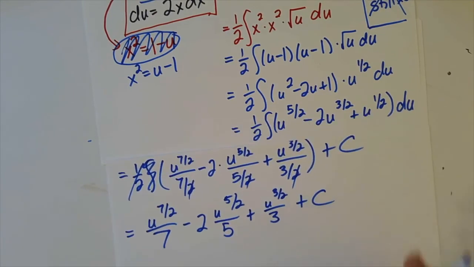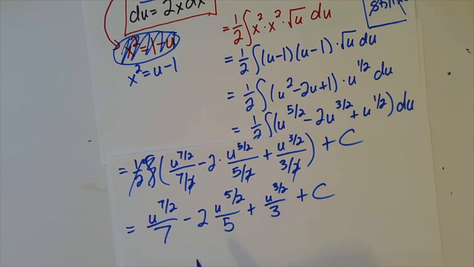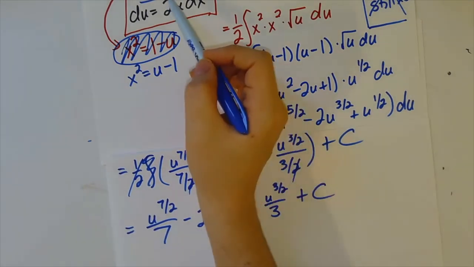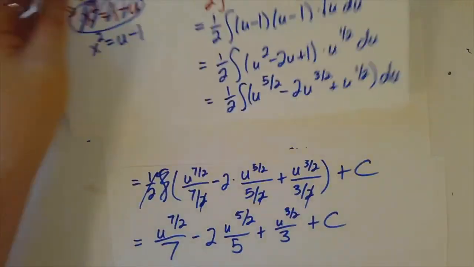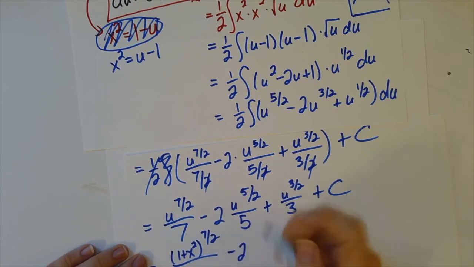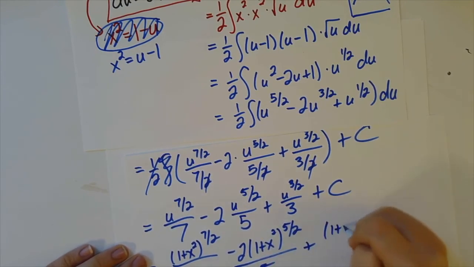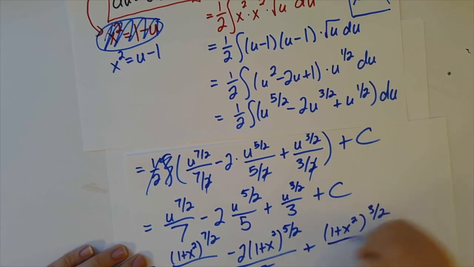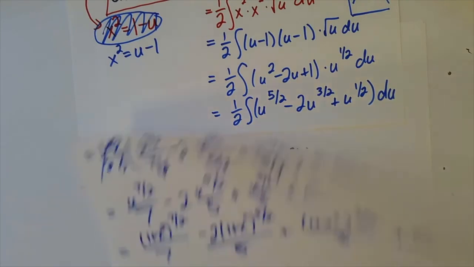And so last up, I need to remember this is a u-substitution problem, so the last step in a u-substitution problem is always to put back the thing that we decided was u. So the thing we decided was u in this question was 1 plus x squared. So I'm going to go back and say, okay, so this is 1 plus x squared to the 7/2 over 7 minus 2 times 1 plus x squared to the 5/2 over 5 plus 1 plus x squared to the 3/2 over 3 plus c. And that is our final answer.